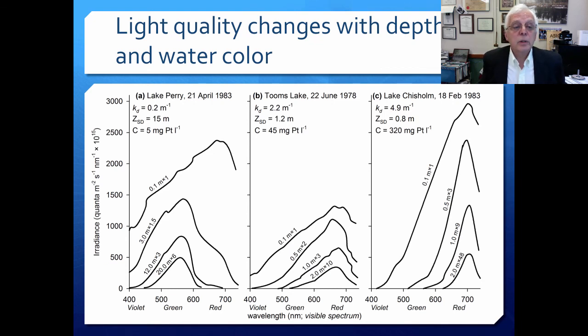Light quality changes with depth and water color, and here we see some various lakes, again the same kinds of irradiance spectra with different colors across the x-axes, and the same y-axis shared by all of these graphs. Clearly, Toombs Lake has a much greater light extinction than does Lake Perry and Lake Chisholm.